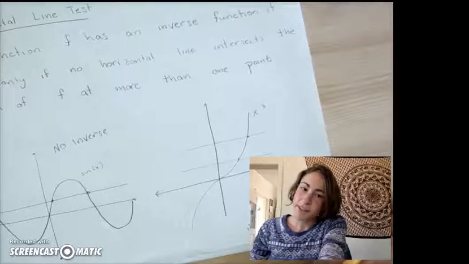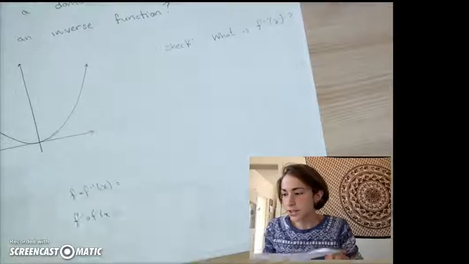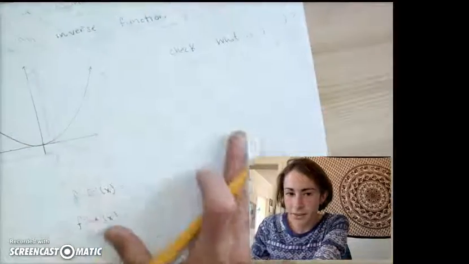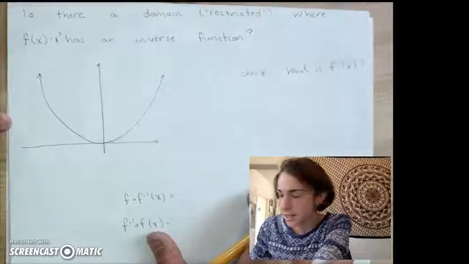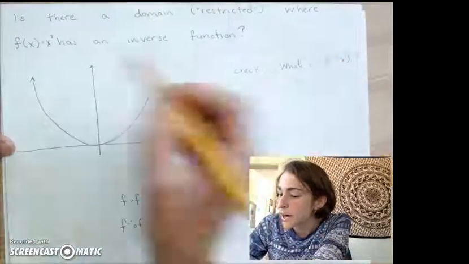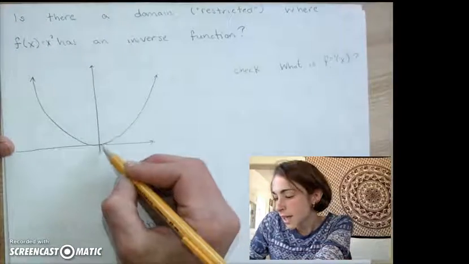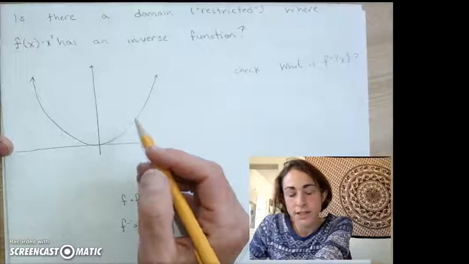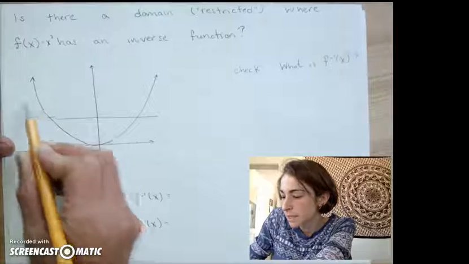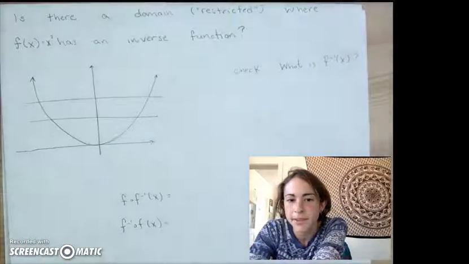So this is a graphical way to determine whether or not a function has an inverse. We have an algebraic characterization of it too. Actually, we'll talk about the algebraic characterization in a second. I want to do one more thing with the graph. So is there a domain where x squared does have an inverse function? So if I restrict and only draw the graph for certain x values, is there a way that I can make horizontal lines intersect in only one place? So take a second to think about that.